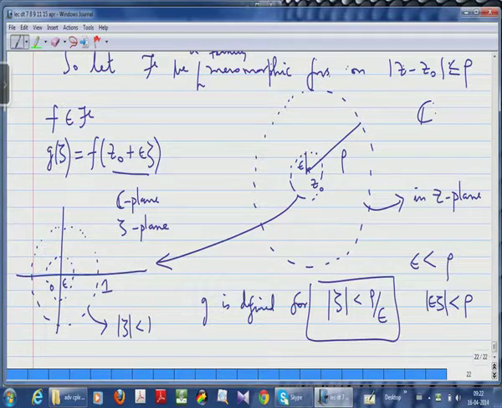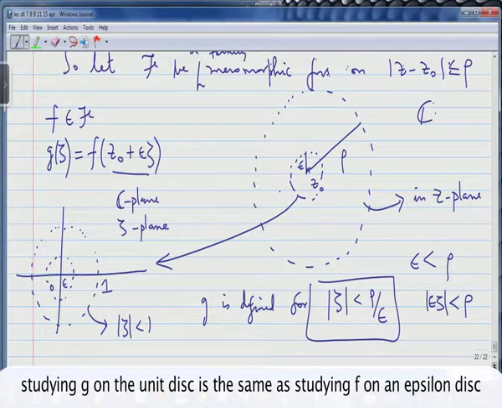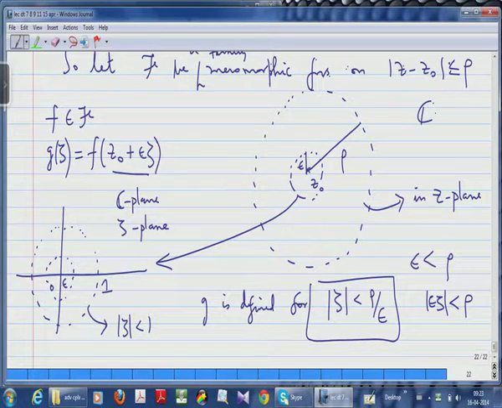So you see this g is defined on this disk, and you see this disk is actually larger. Because the original disk centered at z0 has radius rho. Now the radius has become rho by epsilon, and epsilon being smaller, rho by epsilon should be larger. If epsilon is less than rho, rho by epsilon is greater than 1.